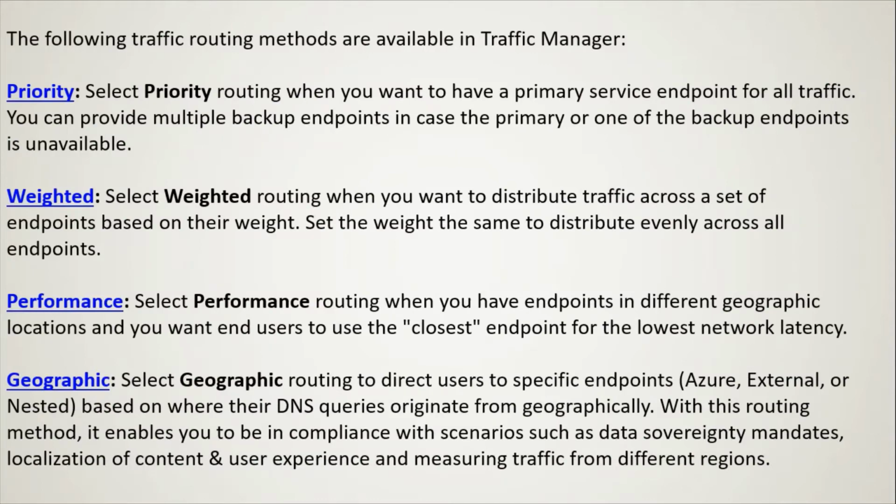The following traffic routing methods are available in Azure Traffic Manager. They are priority, weighted, performance, and geographic. What is priority? You can set priority 1 as the primary. You can put additional multiple backup endpoints. When priority 1 goes down, it can redirect to the second failover. Then if the second goes down, it can redirect to the third. So you can set it priority based.